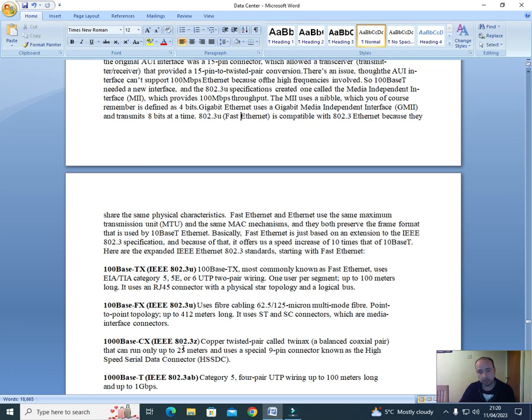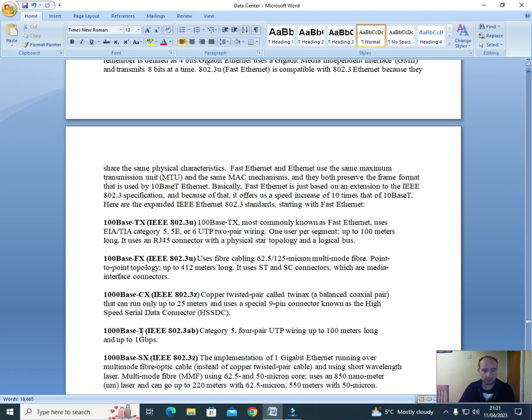1000BASE-CX, IEEE 802.3z, copper twisted pair called Twinax, a balanced coaxial pair that can run only up to 25 meters and uses a special 9-pin connector known as a high speed serial data connector, HSSDC. 1000BASE-T, IEEE 802.3ab, category 5 4-pair UTP wiring up to 100 meters long and up to 1 Gbps.